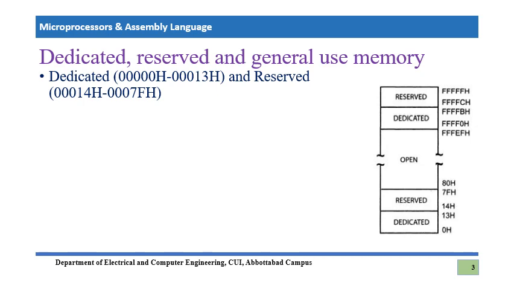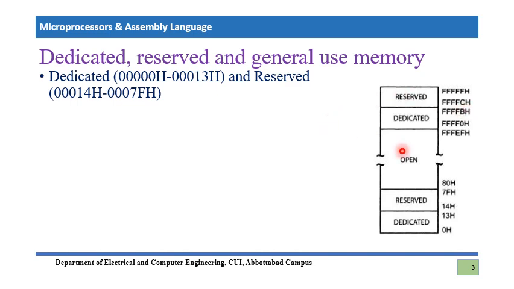So in this slide we are going to deal with the very first partition, or the very first classification of memory, which is dedicated, reserved, and general memory, which is available for use. In this diagram, the complete memory of the 8086 or 8088 microprocessor has been shown. We can see this is the minimum address, 0 hex, and the memory proceeds towards its final address, which is the last address, FFFFF hex, or 5 times F in hexadecimal.